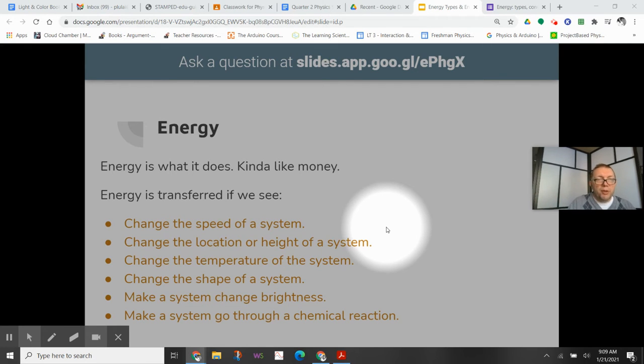Also, the last one there, if you transfer energy, you can make a system go through a chemical reaction, or you can have a chemical reaction proceed. So I think it's useful to talk about energy as what it does. Well, I think that's that. We'll stop there.